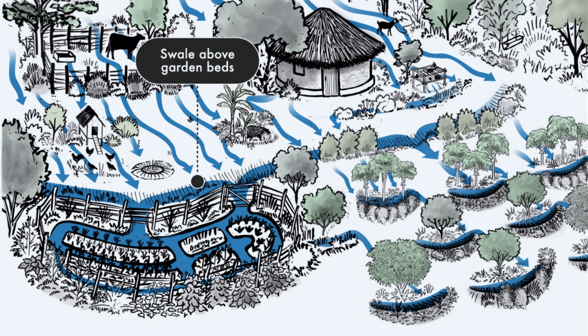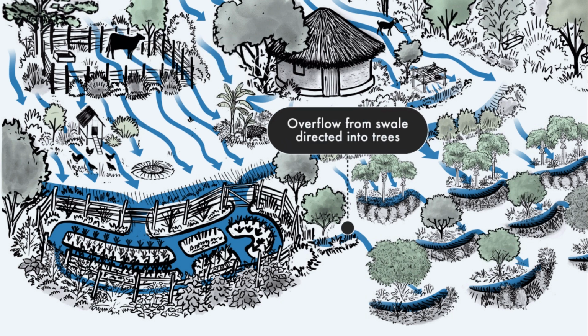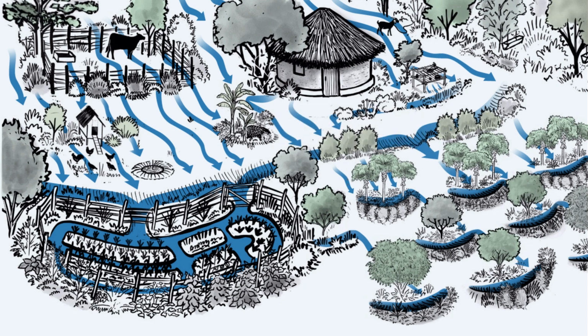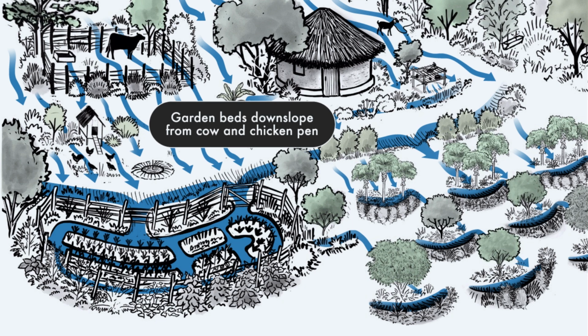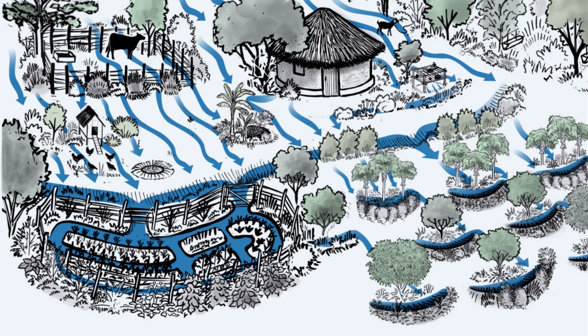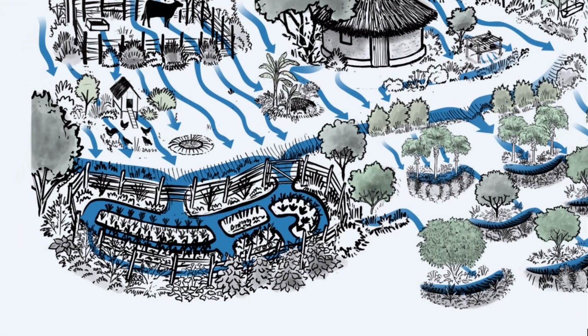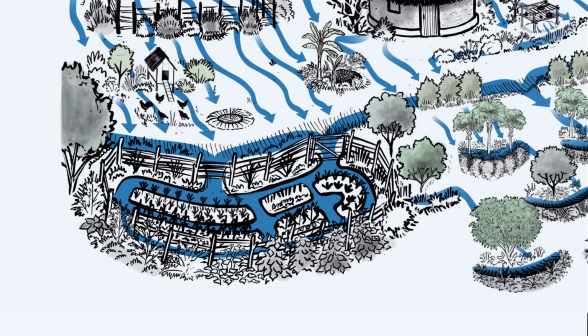In case there is a heavy rain, the household has dug a spillway to direct excess water into the half-moon berms, supporting some useful trees. Note also that the household has placed their swale and gardens downslope from the cow and chicken pen so that the swale will capture any nutrients that are being picked up by the water flowing downhill. These nutrients will also benefit the garden, as we will hear more about in session 4.